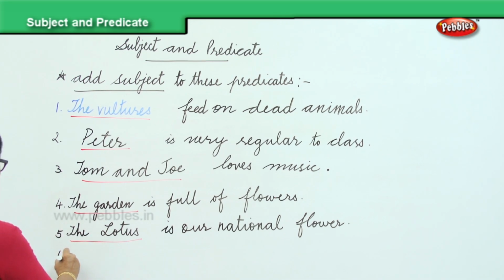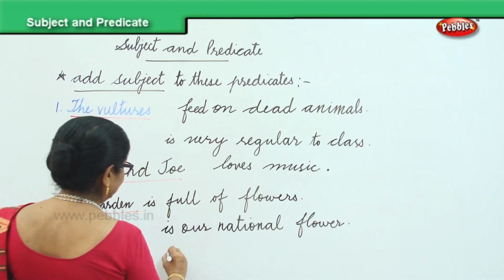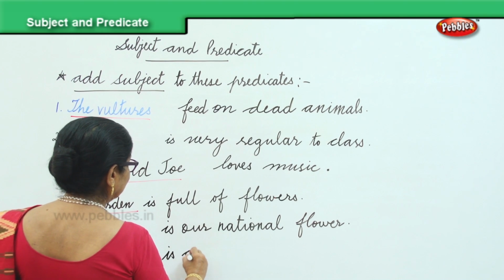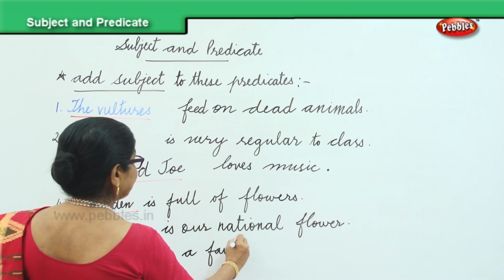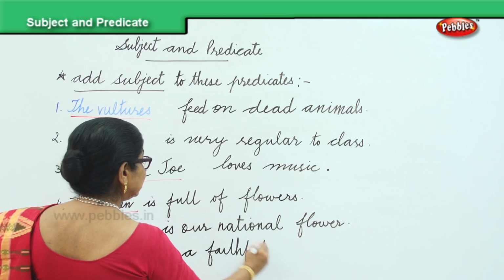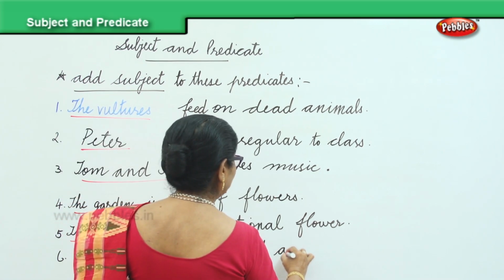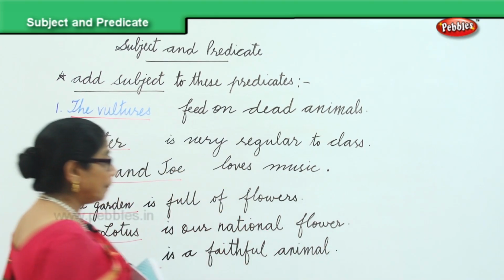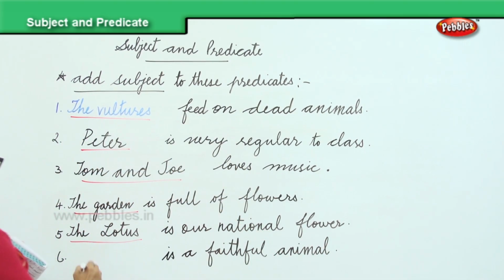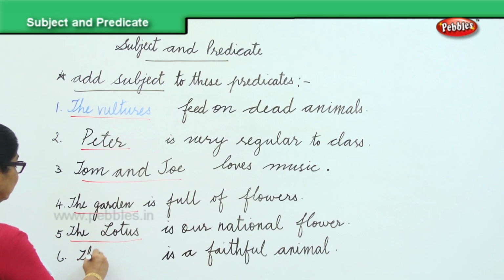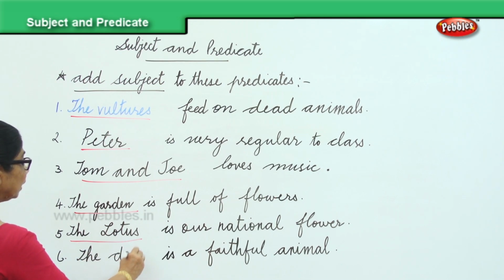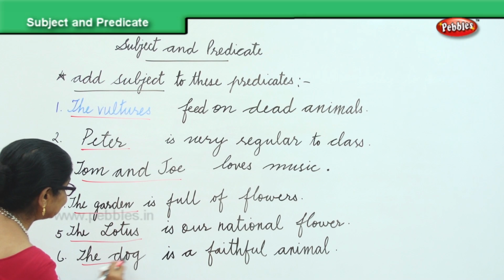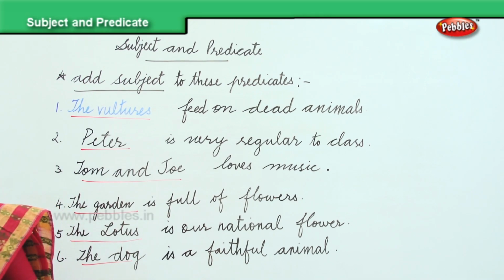And finally, I'll put one more sentence for you. Is a faithful animal. Which is the faithful animal, you know? You supply the subject, the dog. Very good. The dog is a faithful animal. That is the subject. See now how well you have supplied the subject for all the predicates.